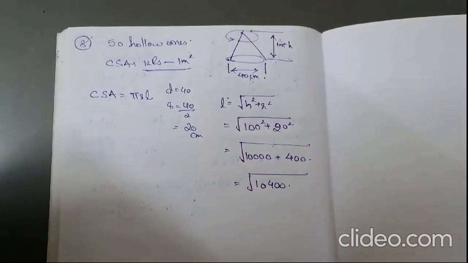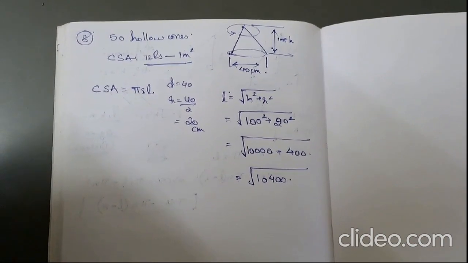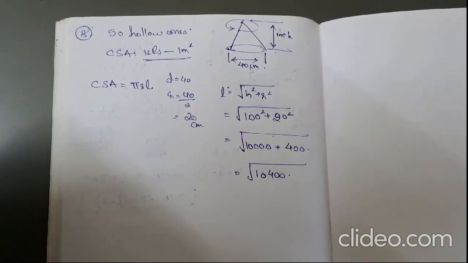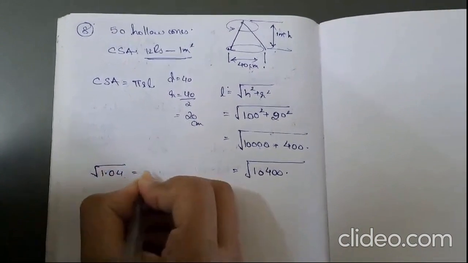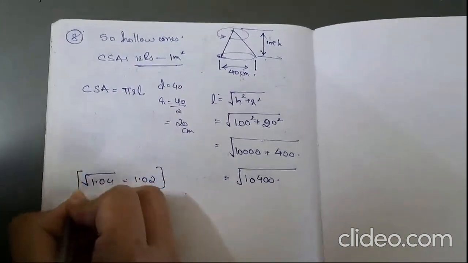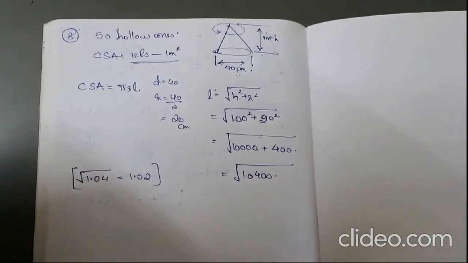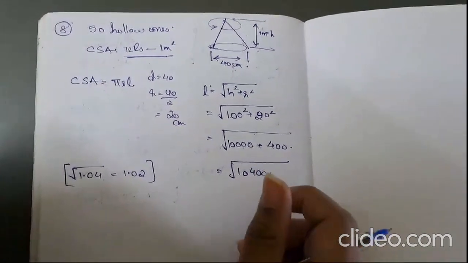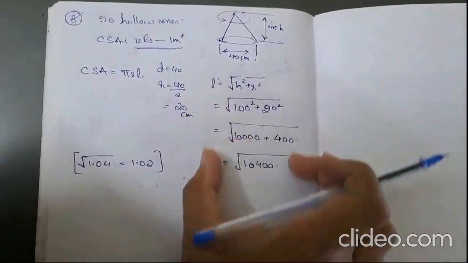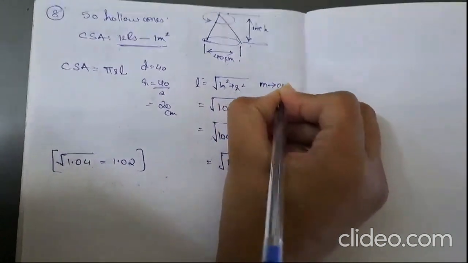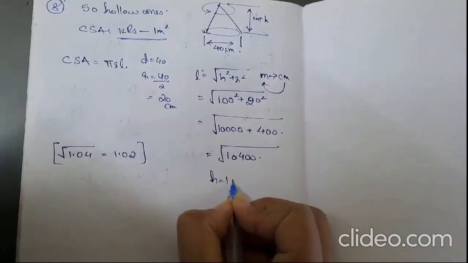Now, how do I find the value of L then? To find the value of L, they have given one particular thing in the question: root of 1.04 is equal to 1.02. Usually these big roots will not be given in the questions to you, because they know that you cannot find the roots of these things. So instead of converting from meter to centimeter, they have gone the other way around. They kept the height to be 1 meter itself.